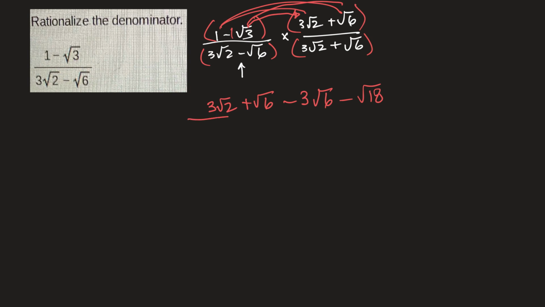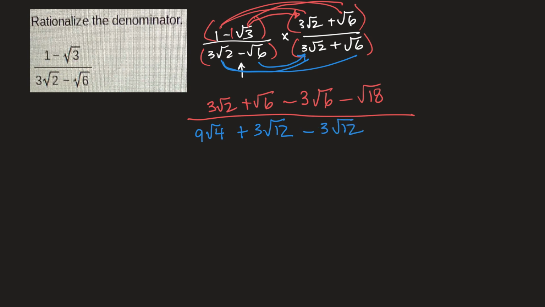Okay, over on the bottom. Let's do the bottom in a different color. This times this would be 9 root 4. This times this would be plus 3 root 12. This times this would be a minus 3 root 12. And then this times this would be minus root 36. Okay, feeling pretty good so far.